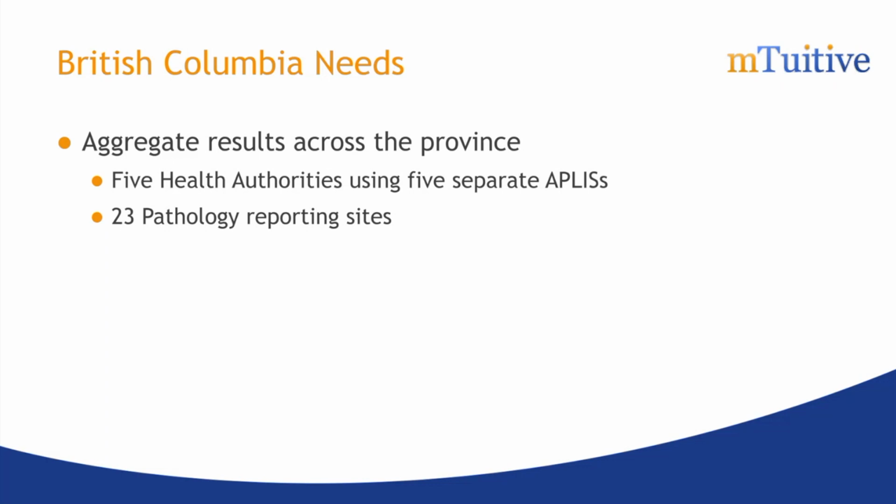There are 23 different reporting sites. They wanted to introduce a standard way to report on all of their cancer cases across all of those 23 reporting sites and have that system integrated with 5 different APLIS systems. They then wanted to make sure that they got a copy of all of those results from each one of those APLIS systems into a central repository. And that's what we did.